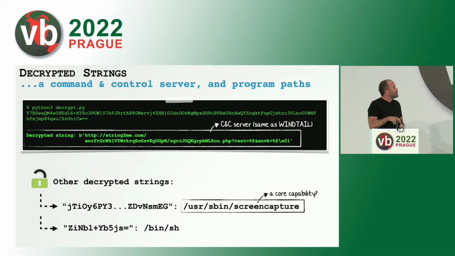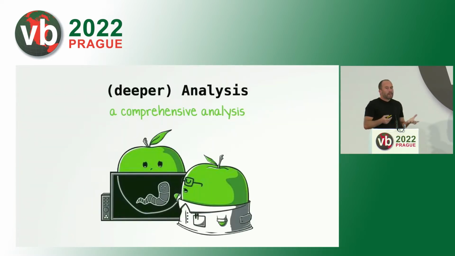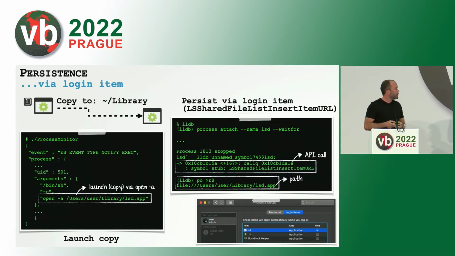Other decrypted strings, we see paths to various utilities, including the path to the screen capture capability. Some foreboding here, but this is likely a capability of the malware. So now our triage is complete, right? We have a fairly solid understanding of what this malware likely does, and we also have the ability to decrypt its strings. So now we're going to dive a little deeper to complete the comprehensive analysis of this threat.